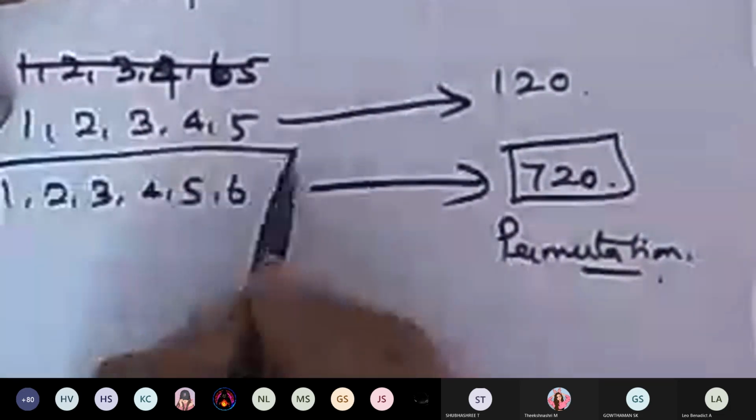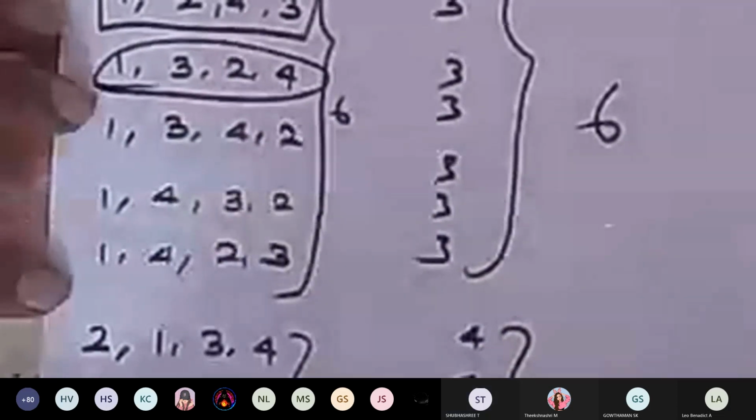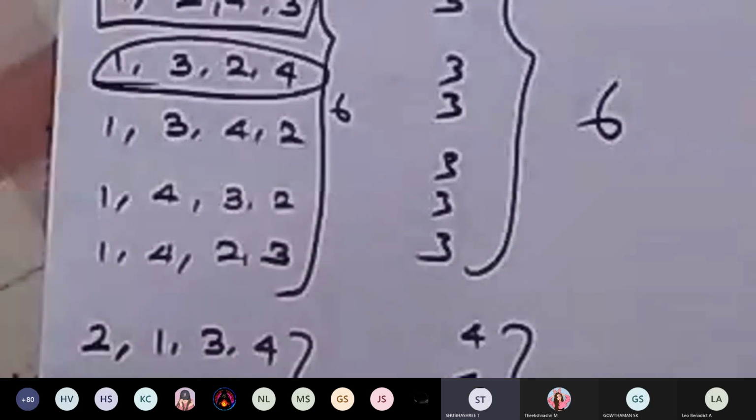And see the last example also, every combination has the same numbers, right? First one, what are the numbers we have? 1, 2, 3, 4. What is the second one? Same 1, 2, 3, 4. Third, same. Take the numbers which are encircled. We have the same numbers 1, 2, 3, 4. So in all the 24 arrangements, the combination we have is 1, 2, 3, 4. Right? Numbers have been combined using 1, 2, 3, and 4.